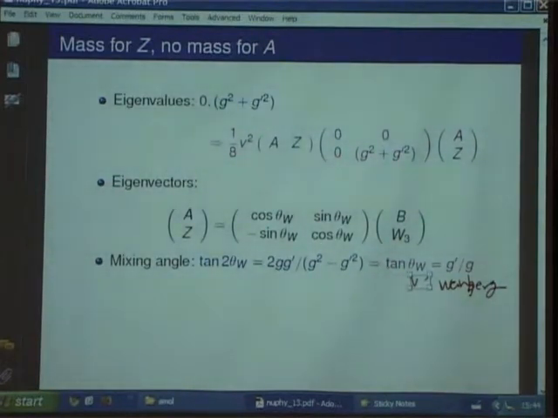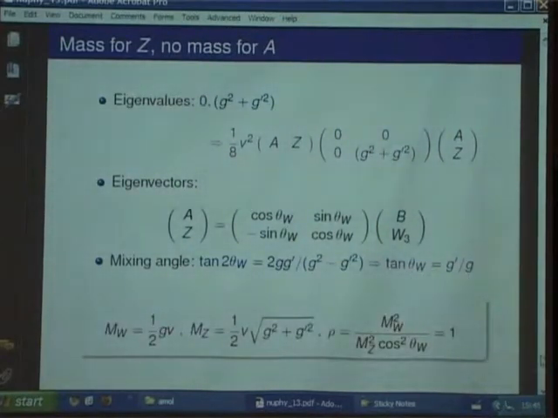So clearly, what does this mean? This means that the mass of A is 0, and the mass of Z is half V times the square root of g square plus g prime square. So we got two particles, W1 and W2, with masses equal to half gV. And then we had Z, whose mass was half V times the root of g square plus g prime square. If you combine these two, we get the ratio mW square by mZ square cosine square theta W, and that is equal to 1.